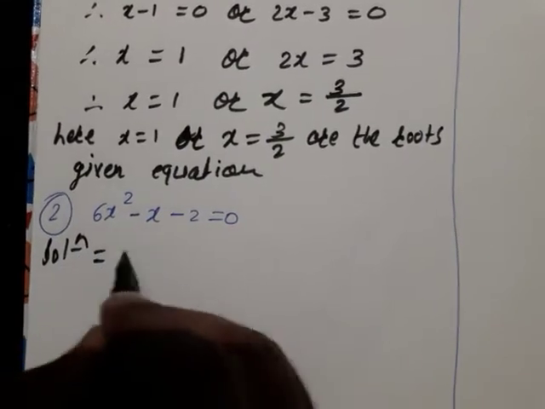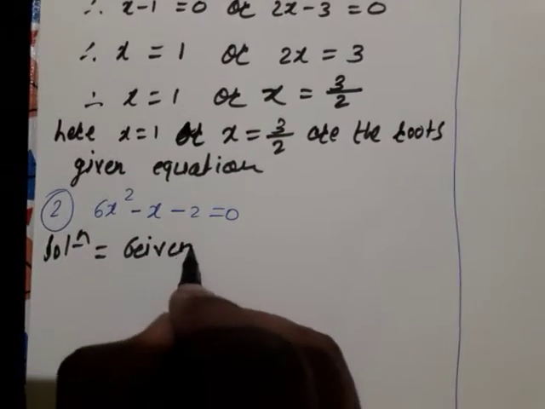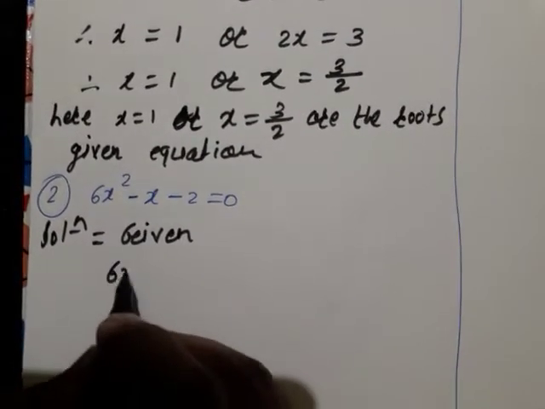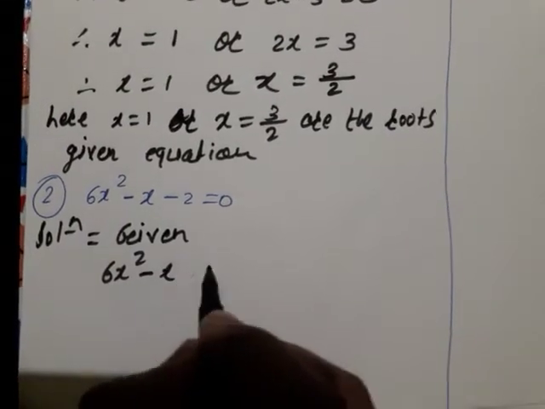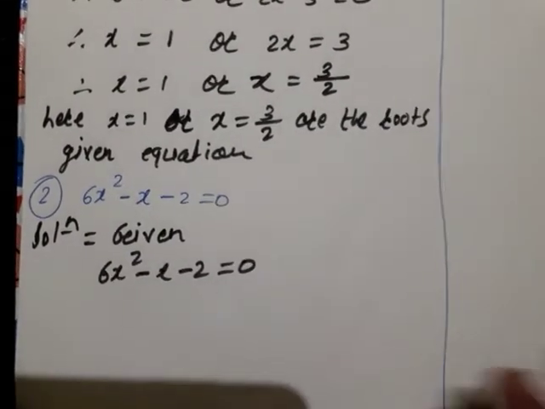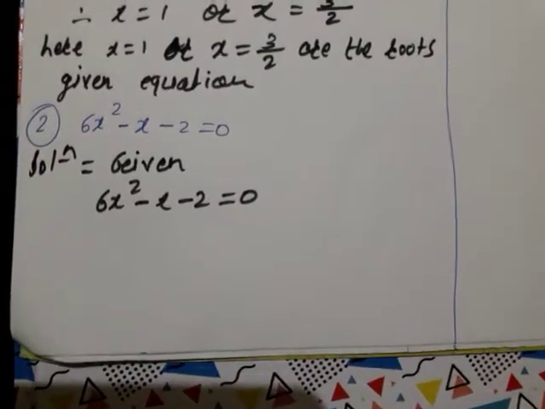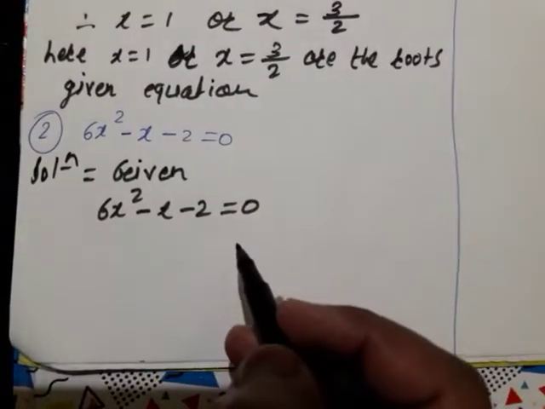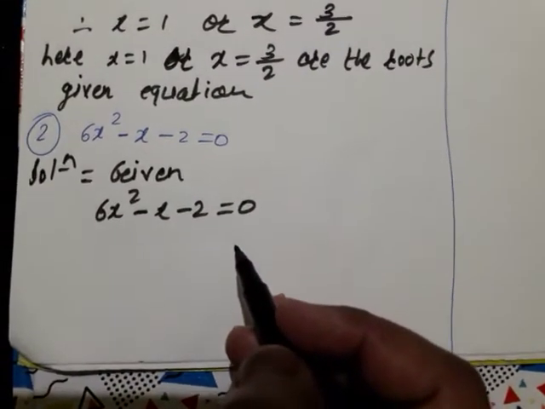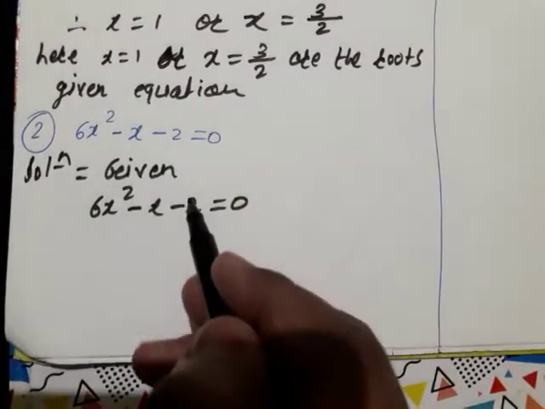Solution. Given: 6x square minus x minus 2 is equal to 0. 6x square minus x minus 2 is equal to 0. This is the example. Now what to do? Look here, a into c.